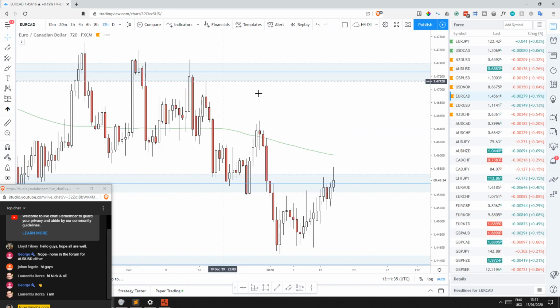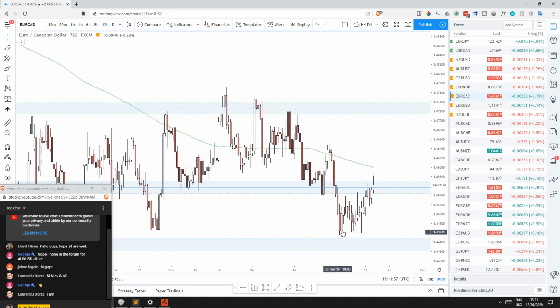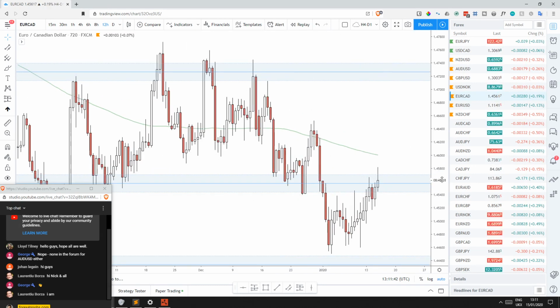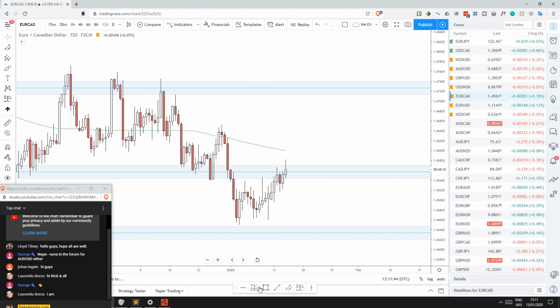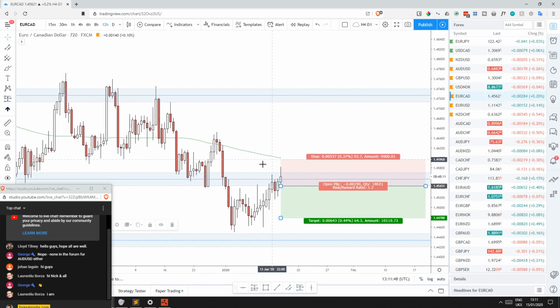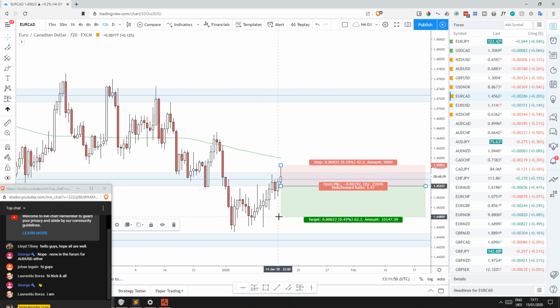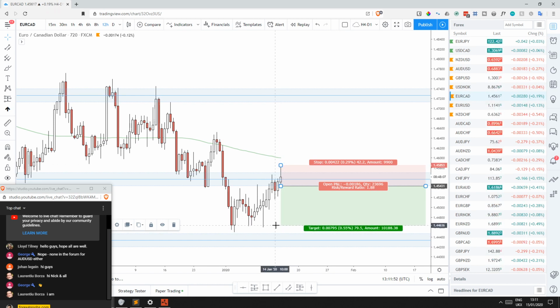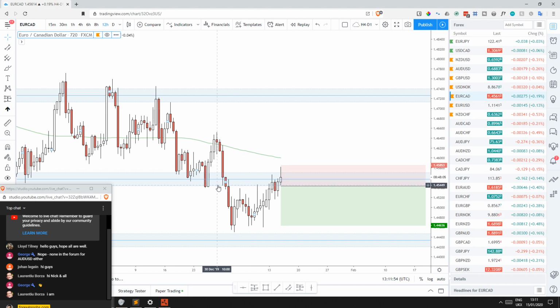EURJPY, this one's somewhat interesting on the 12-hour. We're seeing price push up to resistance. It's stalling out pretty heavily now. So there's a potential short trade forming here. Depending on the close of the current 12-hour candle, it could do something like this: entry below the low of the indecision candle, stop loss above the high, and a target somewhere down here.